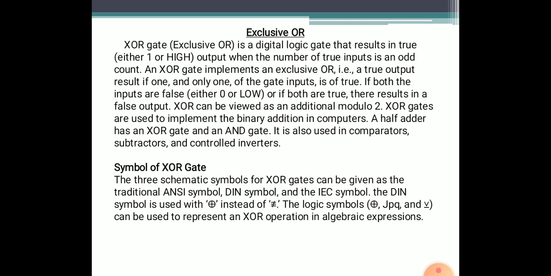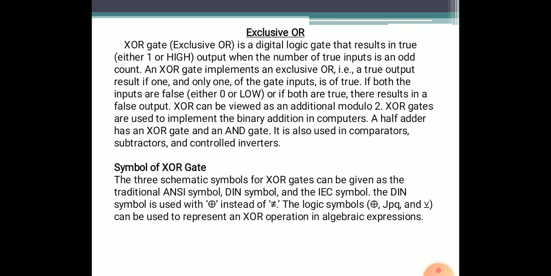An XOR gate implements an exclusive OR. That is, a true output results if one and only one of the gate inputs is true. If both the inputs are false, false meaning either 0 or low, or if both are true, they result in a false output. So listen, exclusive OR generates a true value only if the number of true inputs is an odd count. If both the inputs are false or if both are true, they result in a false output.